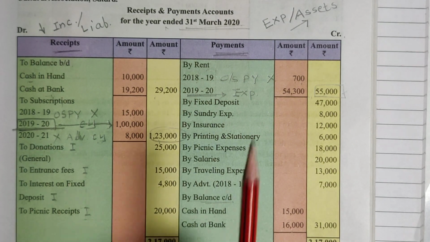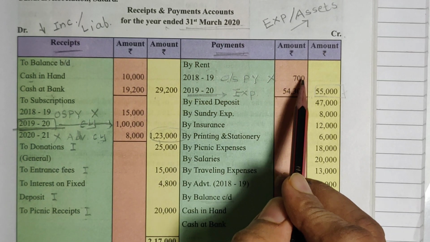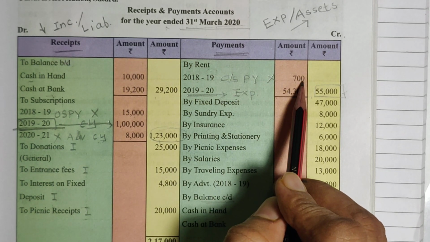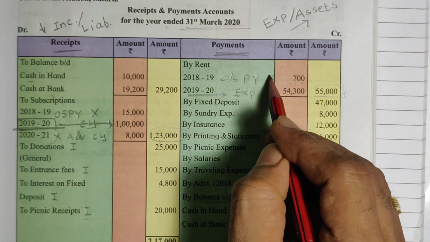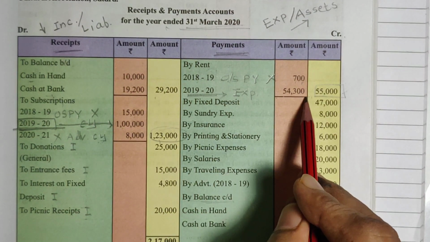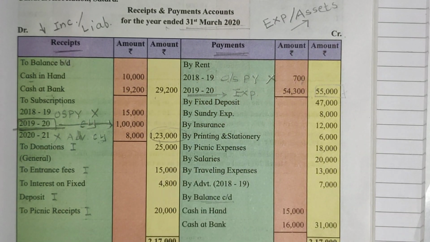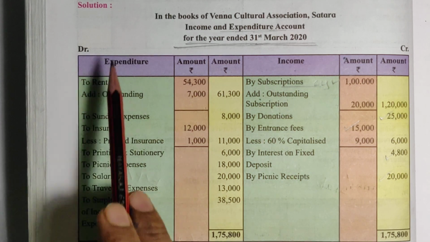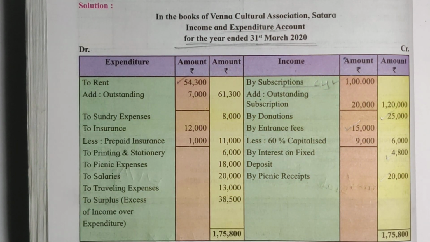It means 700 were outstanding in the previous year. So it is previous year's liability. So we will not be recording 700 in this particular year. We will be recording only 54,300 as current year's expenditure. Expenditure side, to rent 54,300.